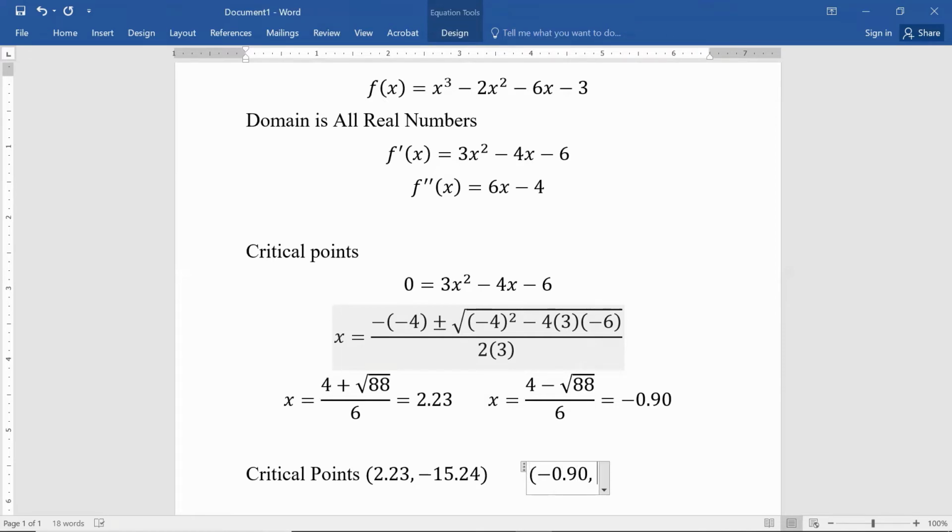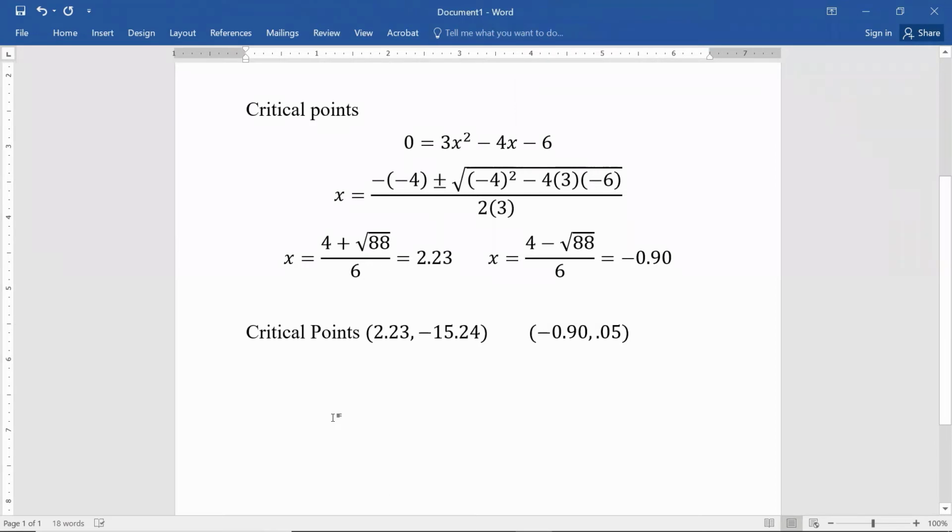You can also plug that into the original equation. Again, original equation is x cubed, so you plug in negative 0.9 cubed minus 2 times negative 0.9 squared minus 6 times negative 0.9 minus 3. And I got 0.05 when I rounded to 2 decimal places. So when I did that, I got those being my 2 critical points.